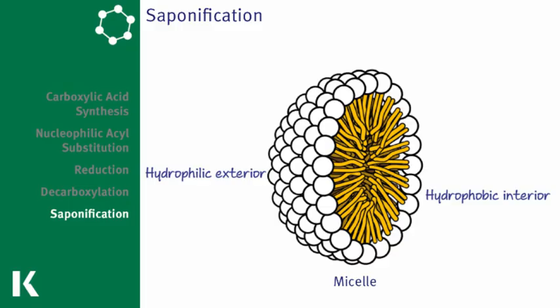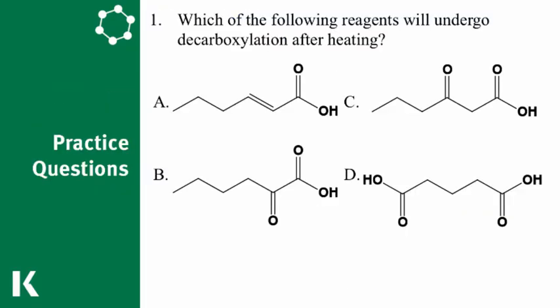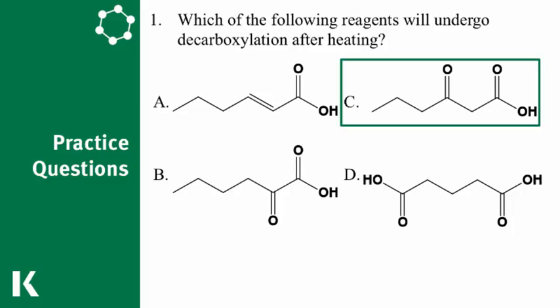Alright, that does it for the material this video is going to cover. Let's apply what you've learned now on some practice questions. This first one is asking you to pick out the molecule that will likely undergo decarboxylation after heating. The answer should be C.